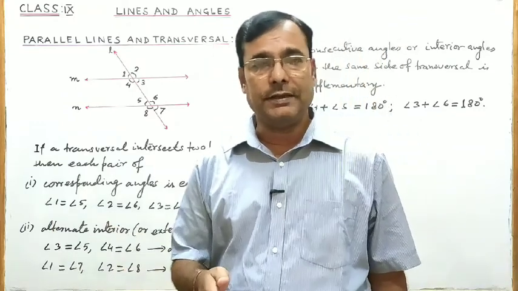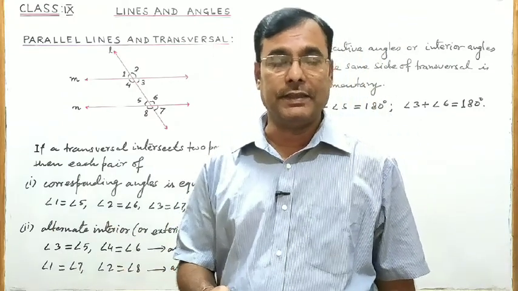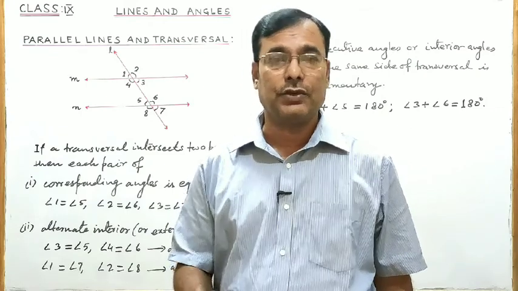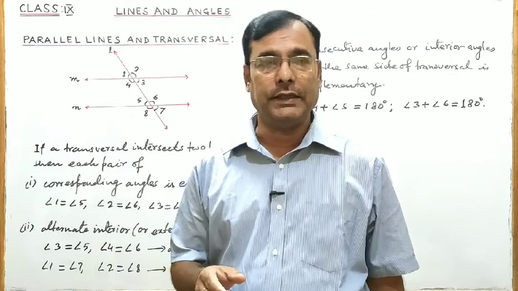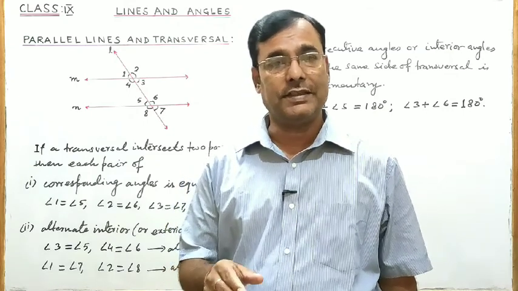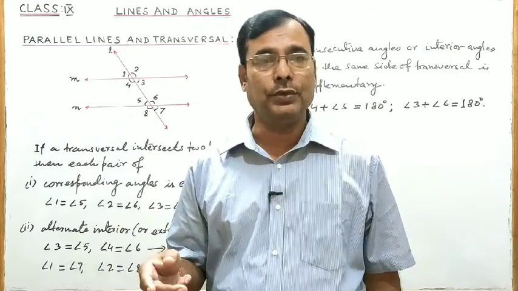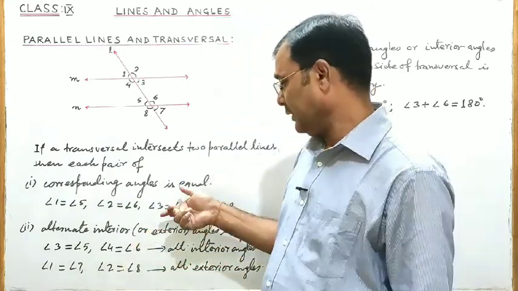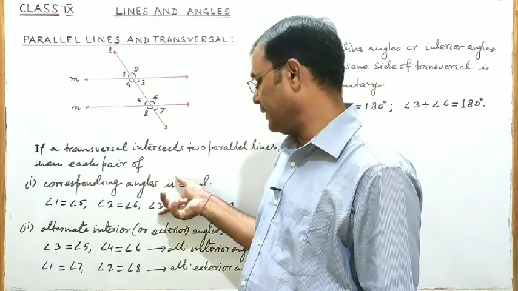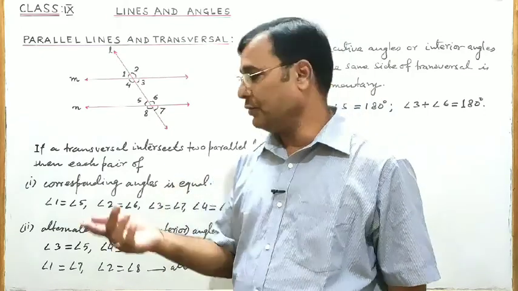Its converse is, if a transversal intersects two lines such that a pair of corresponding angles is equal, then the two lines are parallel to each other. So this way, the converse of this statement is also true.